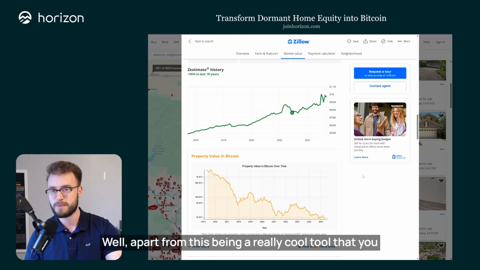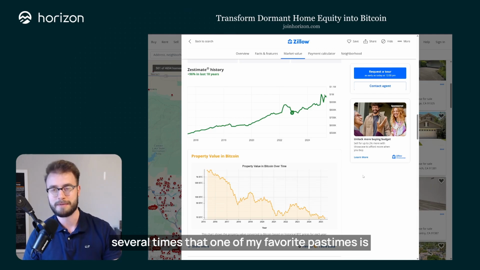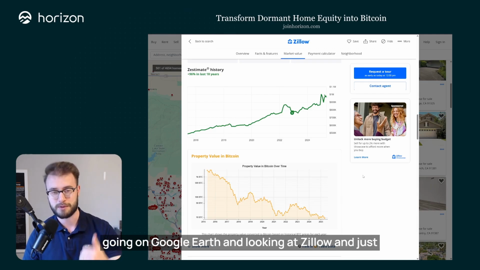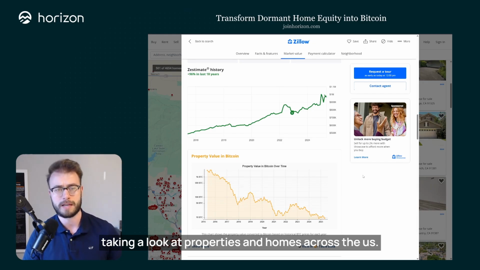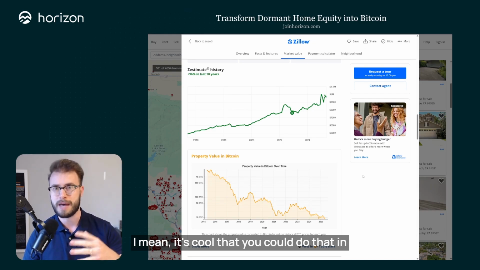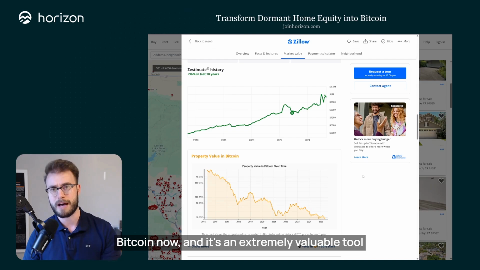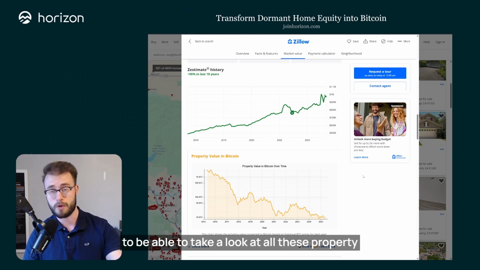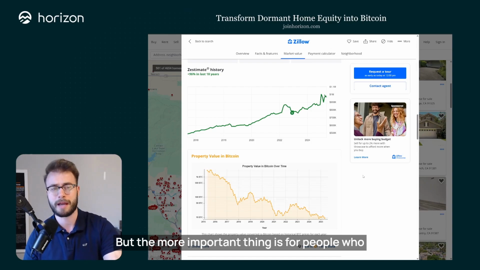Well, apart from this being a really cool tool that you could use to browse Zillow, I mean, I've tweeted out several times that one of my favorite pastimes is going on Google Earth and looking at Zillow and just taking a look at properties and homes across the US. It's cool that you can do that in Bitcoin now, and it's an extremely valuable tool to be able to take a look at all these property values declining relative to Bitcoin over time. But the more important thing is, for people who may not be as familiar, it's illustrating the impact that hard money has when valuing assets.